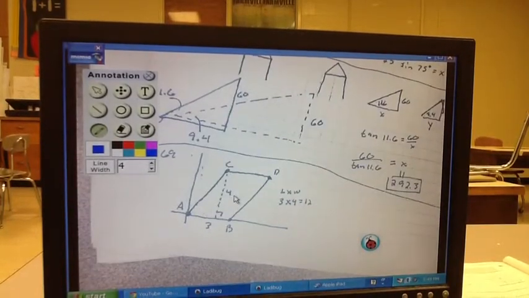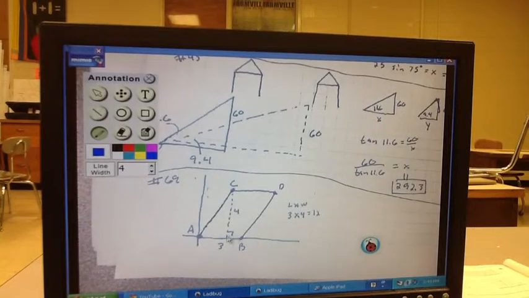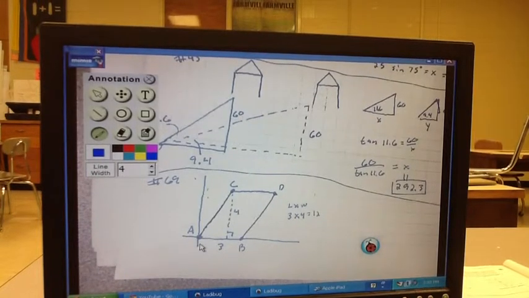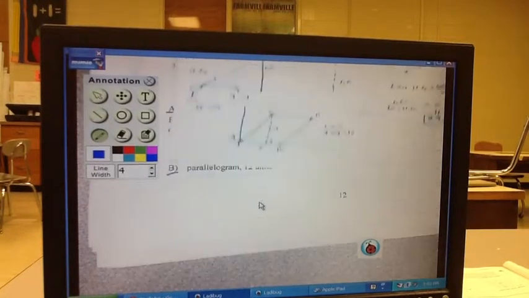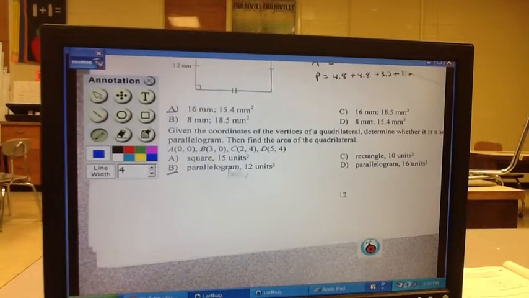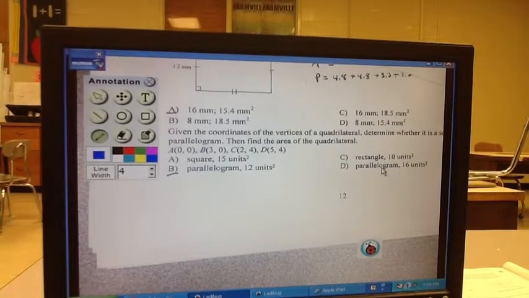So after I graphed it, obviously we're not a square. We don't create 90-degree angles in every corner. We're not a rectangle. We don't create that either. So we'd have to be a parallelogram. If you need to, go back and look, but it's got to be a parallelogram.